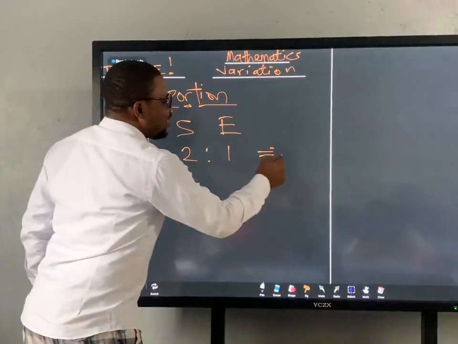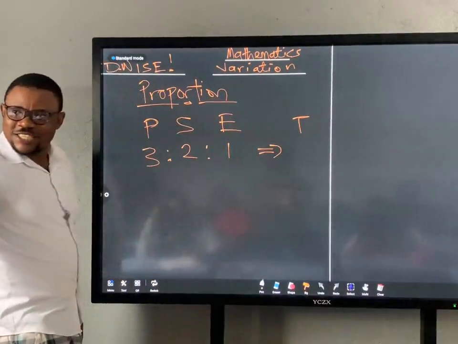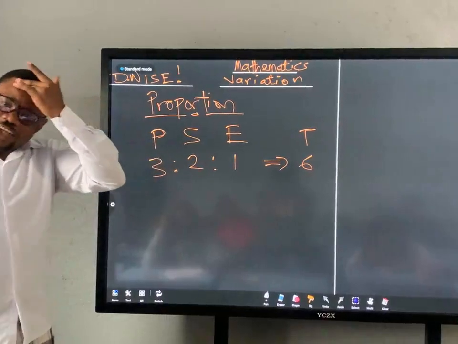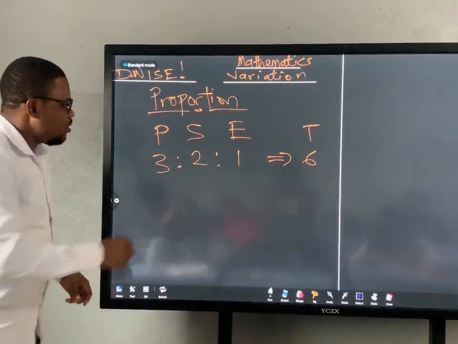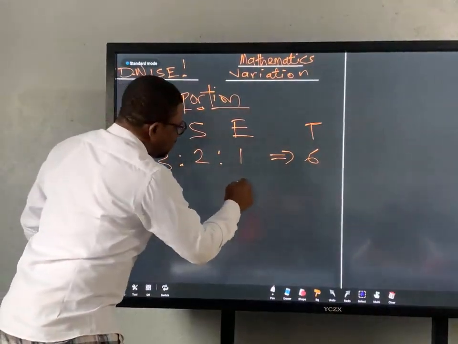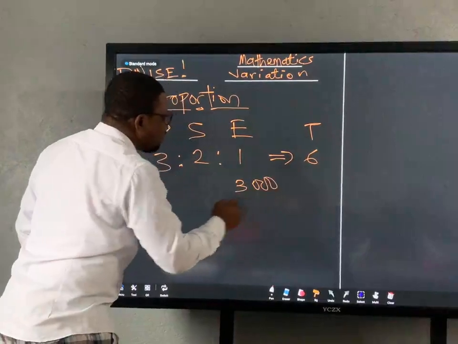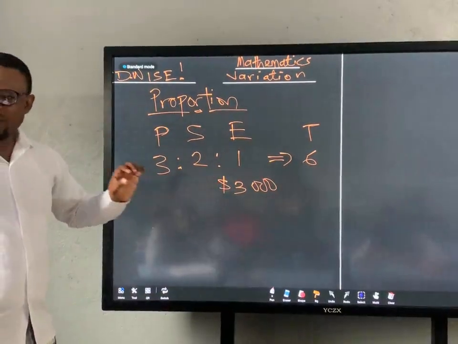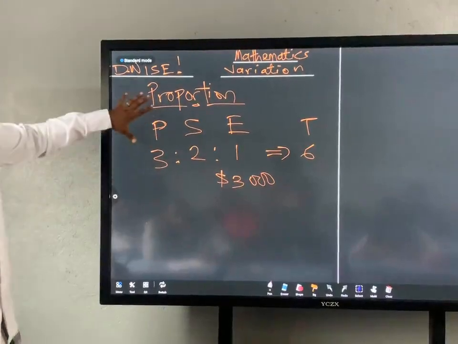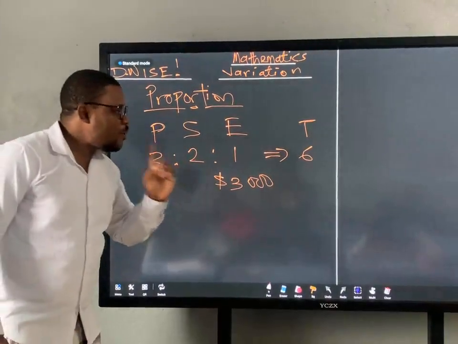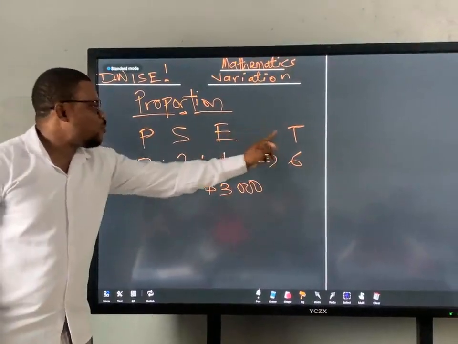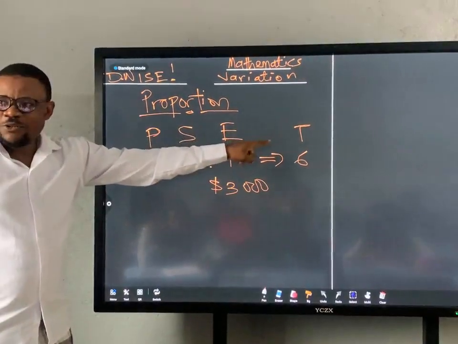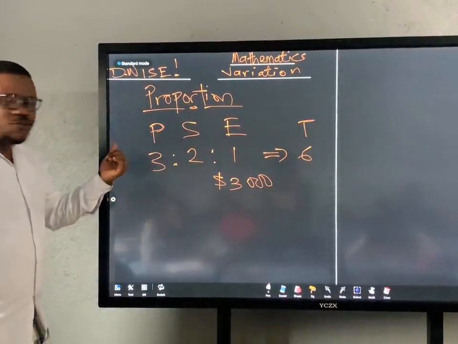What will my total be in this case? It's 6. You follow me? My total is 6. So if I tell you that I want to share 3,000 USD for the 3 of them, this is not a ratio but a proportion, right? This 3,000 is the total for Amy, Surulere, and Philip. So I want to find out how much Philip is going to get.